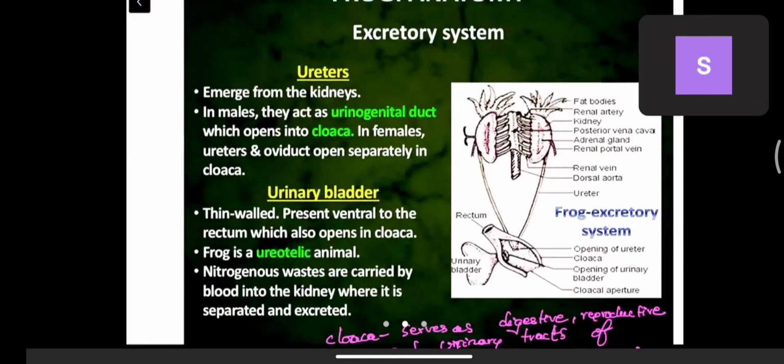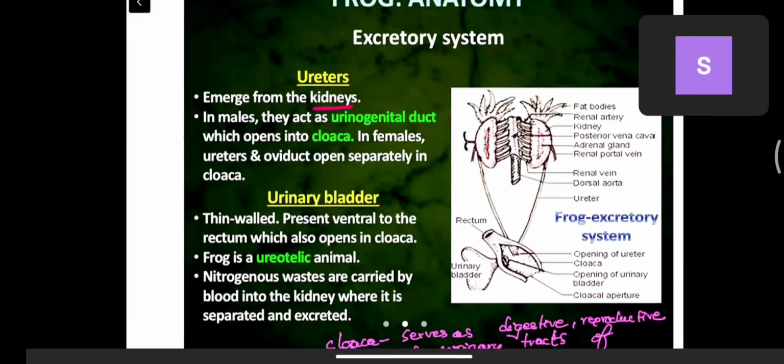Next, ureters emerge from the kidneys. We know in males they act as urinogenital ducts, which open into the cloaca. So in the males, they are responsible for the urinogenital duct. It means they are responsible for releasing urine, and they also serve the genital parts which are responsible for copulation. Understood?